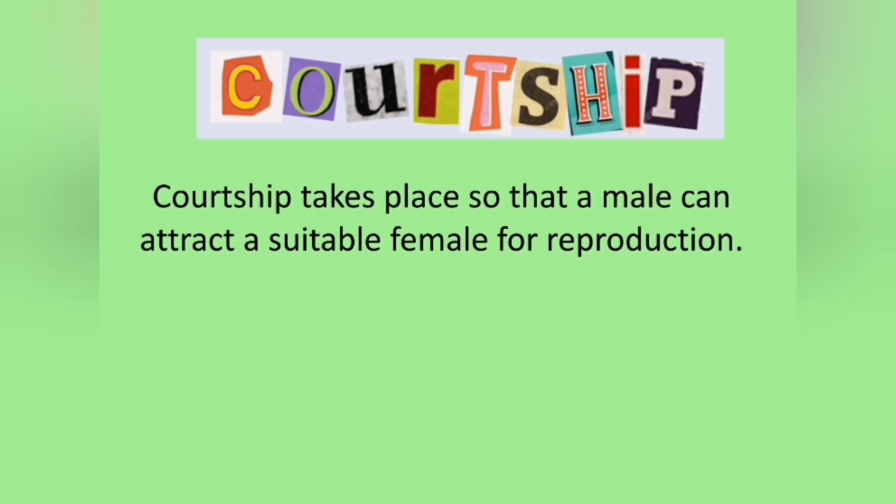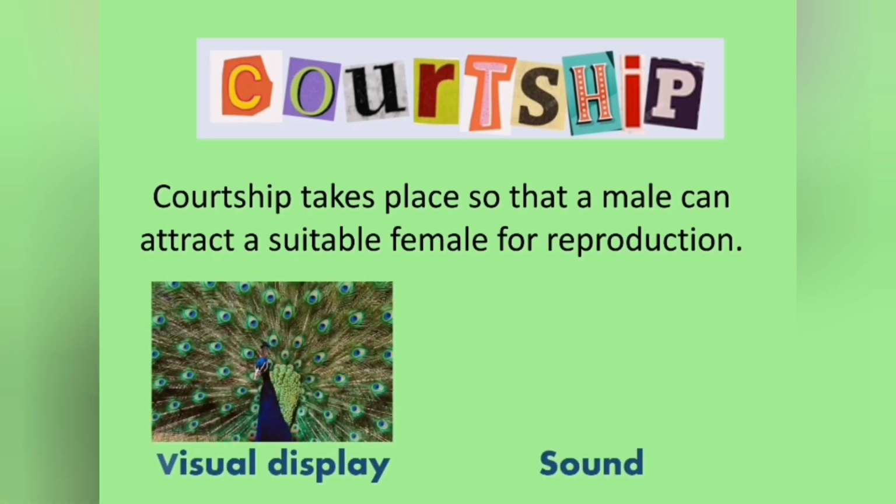Now, courtship takes place so that a male can attract a suitable female for reproduction. Now, various animals use various different ways of courting. So on the left here, we see a picture of a peacock. They use a visual display. Now, I'm sure you've seen a peacock and how they fluff up their tail feathers, and the male will do that to attract a suitable female. The male with the prettiest fluffy tail is obviously going to be the one that's got stronger genes, and he's the one that's going to attract the female.